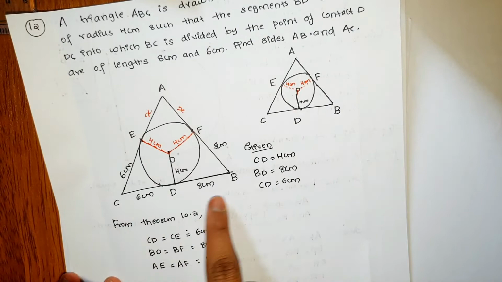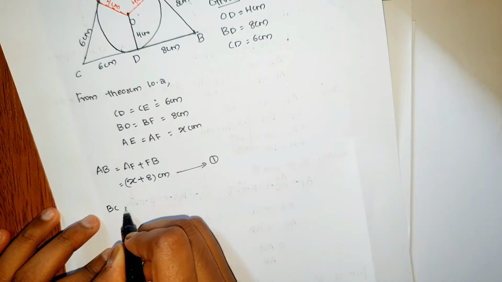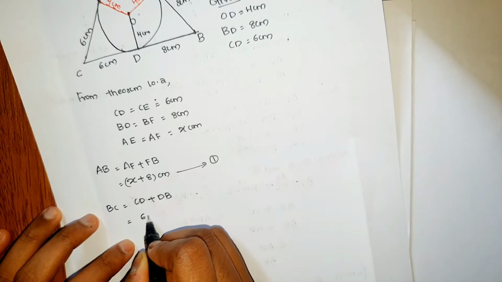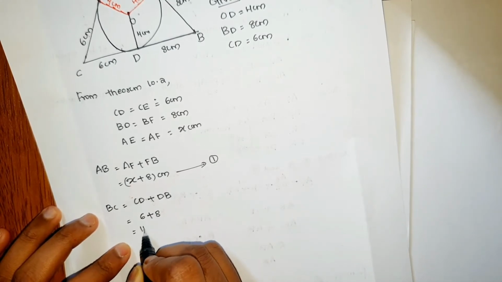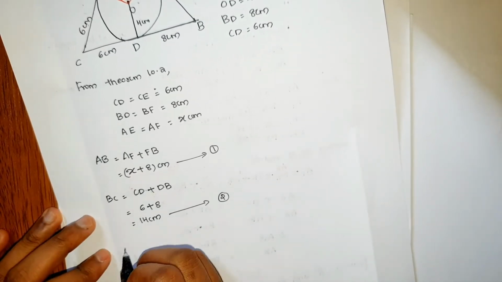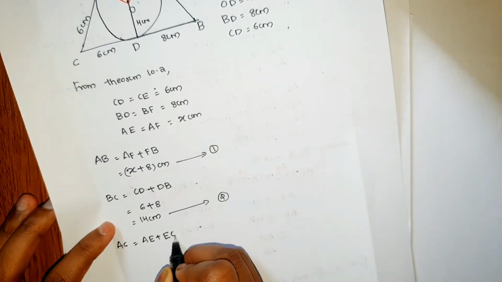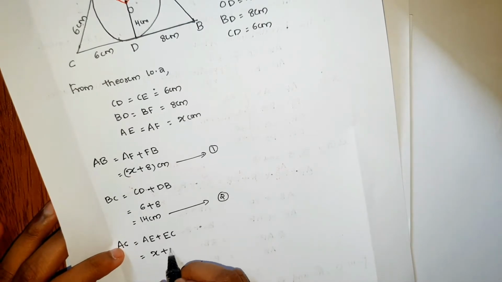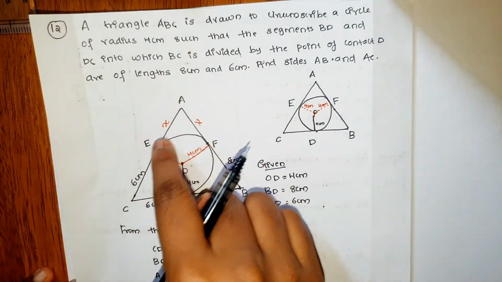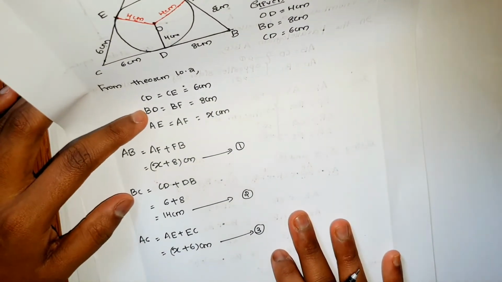Same way, BC is equal to CD plus DB. That is equal to 6 plus 8, that is equal to 14 centimeter. Let this be equation 2. Similarly, AC is equal to AE plus EC. That is also equal to x plus 6 centimeter. That is equation 3. Next, we are going to find the area of this full triangle.